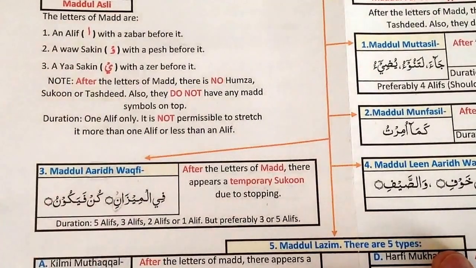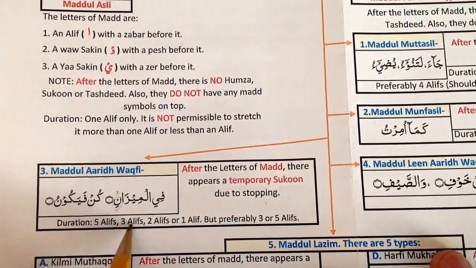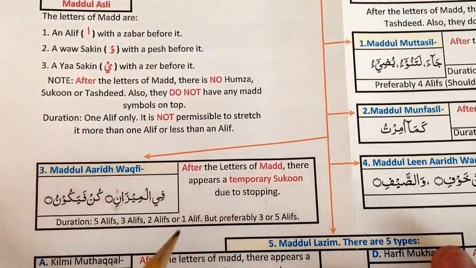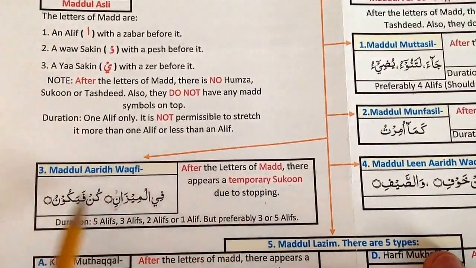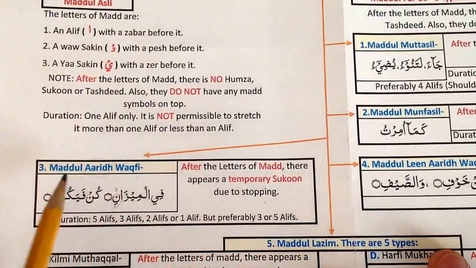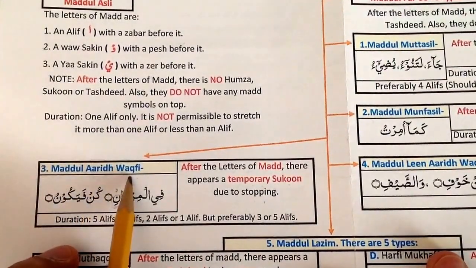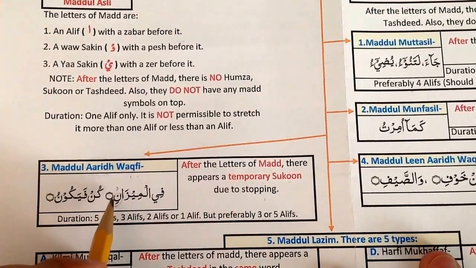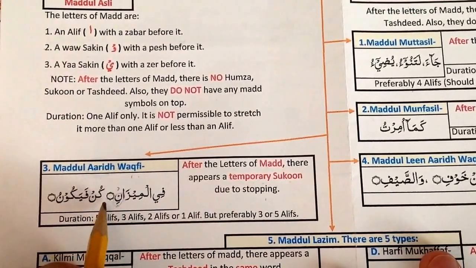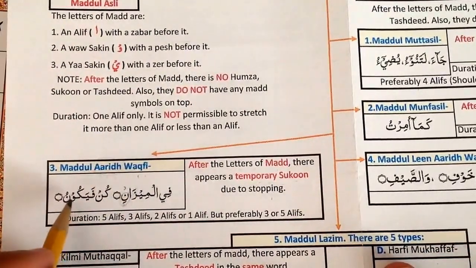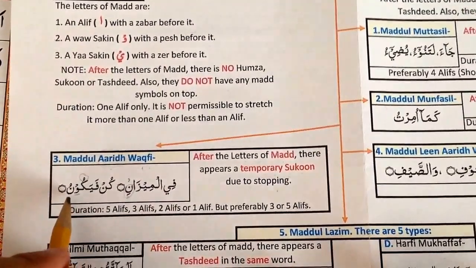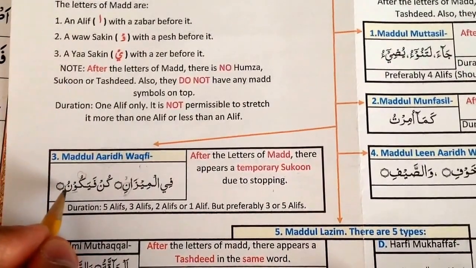Now how long do you stretch this? It says here 5 alifs, 3 alifs, 2 alifs, or 1 alif, but preferably 3 or 5 alifs. So it's preferable that a person should stretch this 3 or 5 alifs. So this is called maddul a'rid waqfi. So again, after the letters of mad, you give a temporary sukoon to the last letter. This noon has a zer, so you take away this zer and give it a sukoon. Look at this example. See these letters of mad, waw sakin with the pesh before it, right before the last letter. This last letter here is a noon with a pesh.